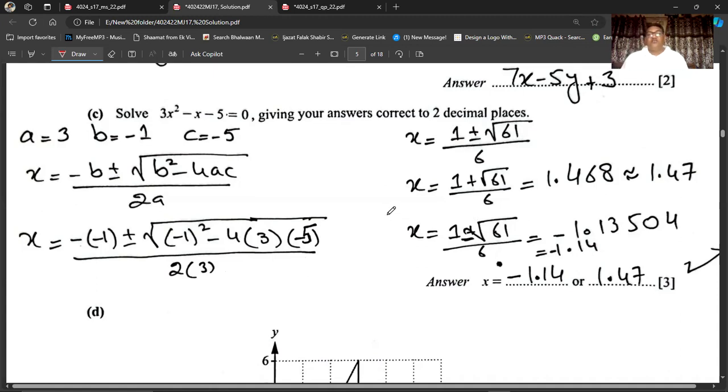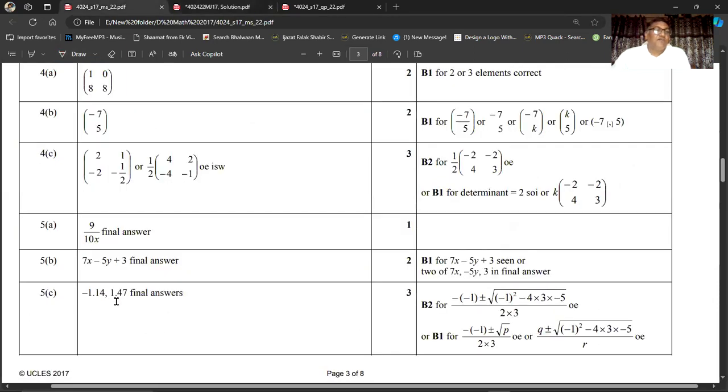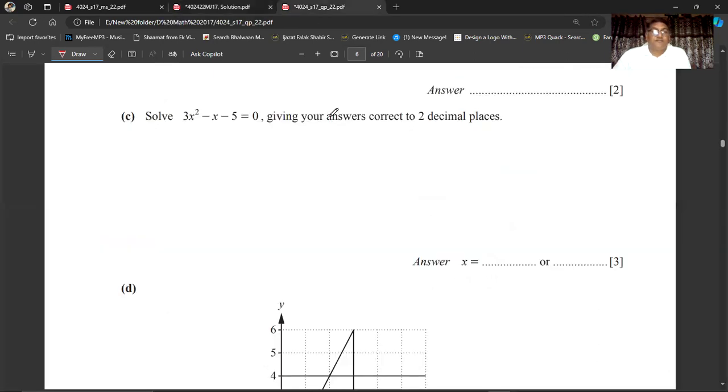So then there are two options. One option is 1 plus square root of 61, divided by 6, and that will be 1.47. And the other option is 1 minus square root of 61, divided by 6, and that will be minus 1.14. So now there are two values of x. One is x equals minus 1.14, and the other one is 1.47. So let's check the answer. Minus 1.14 and 1.47 are the right answer, sir. This is the solution. If you want more time with this simple 3 marks question, you can pause the video.